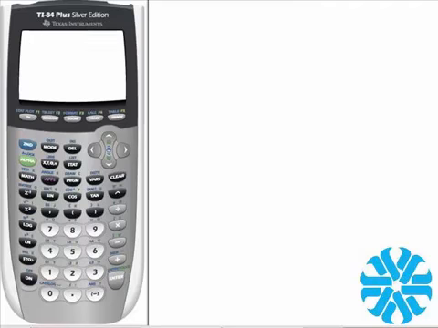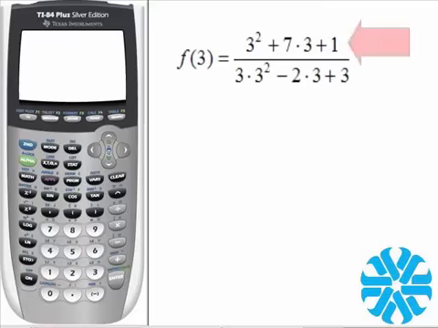So we're going to break this up into two parts, the numerator and the denominator. What we need to do is have grouping symbols around the numerator and then grouping symbols around the denominator. So let's go ahead and do that. We're going to take our left-hand parenthesis and then put in the numerator, which is 3 squared plus 7 times 3 added to 1. Then we're going to close the parenthesis.